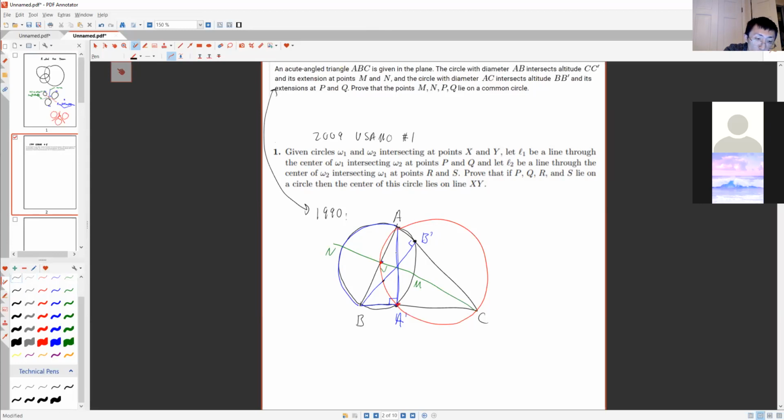Let's just do it in green again. So P and Q. Okay, so prove that M, N, P, Q are concyclic. So yeah, can anyone see why this is true? Someone is multitasking. Okay, that's fine. Yeah, so I'll let you guys think about it for a bit more.